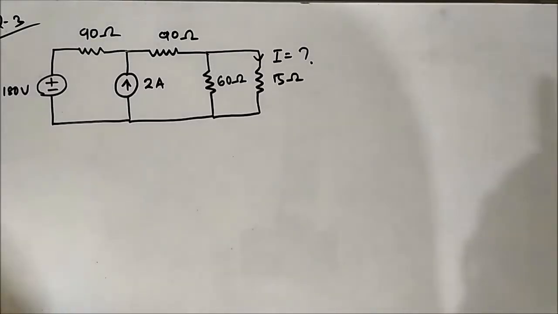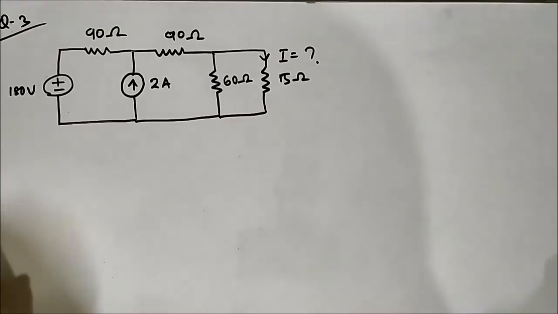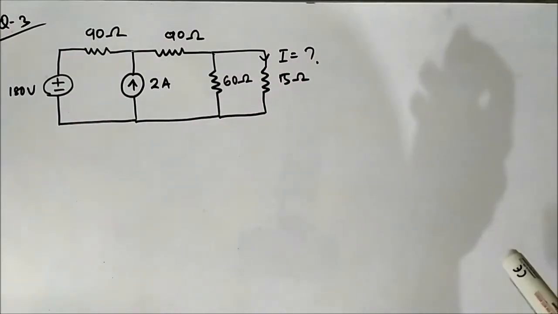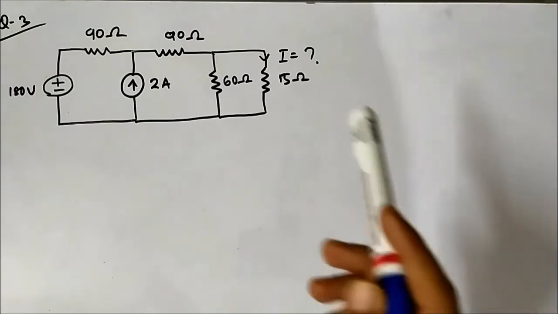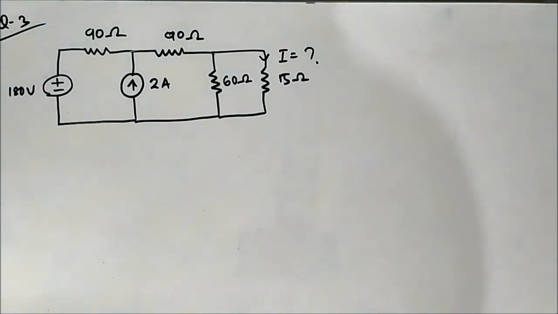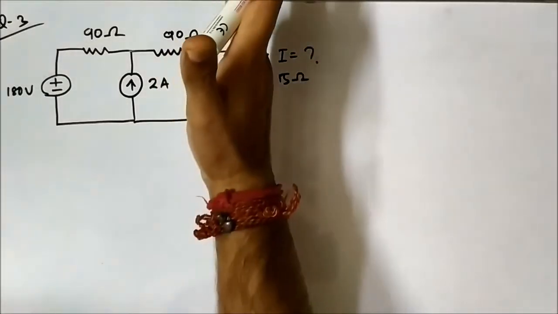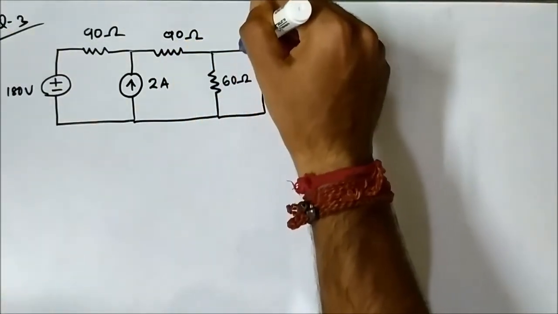Hello friends, so this is the third question that we are going to discuss on the application of Thevenin's theorem. Here we have this circuit which is drawn before you, and we have to find the current flowing through this 15 ohm resistor using Thevenin's theorem. In order to do that, first we have to find the Thevenin equivalent circuit across these two terminals.